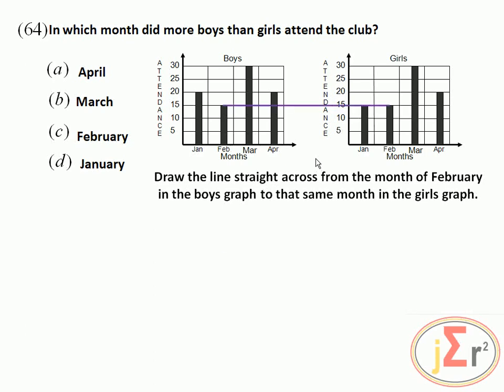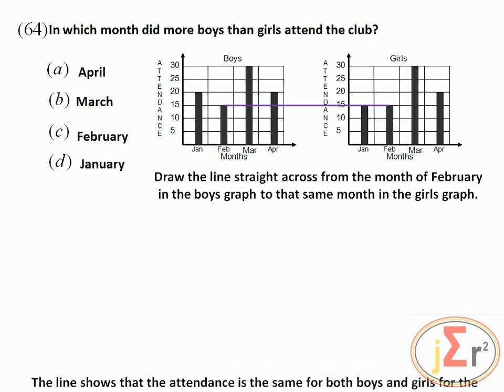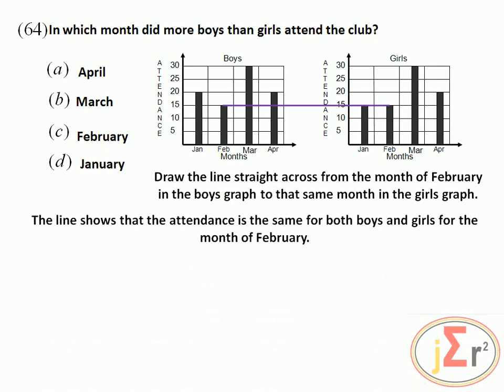So we're going to do that for February also. We're going to draw a line from February in one graph to February in the other graph. What do we notice? We notice that they are on the same height. So the line shows that the attendance is the same for both boys and girls for the month of February, because the line goes from the top of the bar in one graph to the top of the bar in the other.